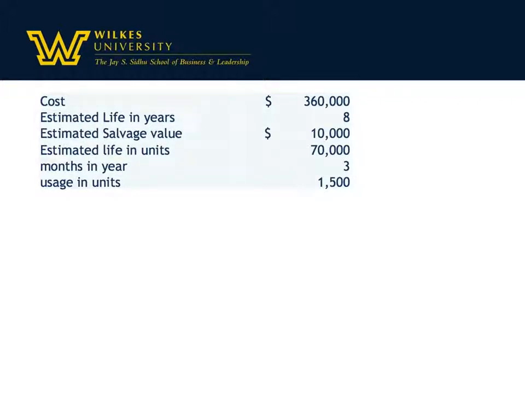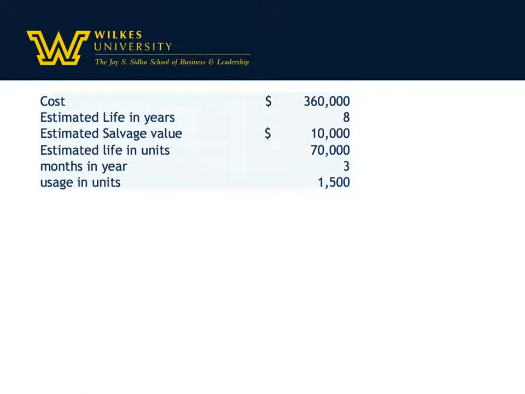An asset was purchased with a cost of $360,000, an estimated life of 8 years, or 70,000 units, and an estimated salvage value of $10,000. The asset was purchased with 3 months left in the year. So our first year's depreciation, we're going to make sure we calculate as 3/12 of a year for our part year depreciation. And the first year in usage was 1,500 units.